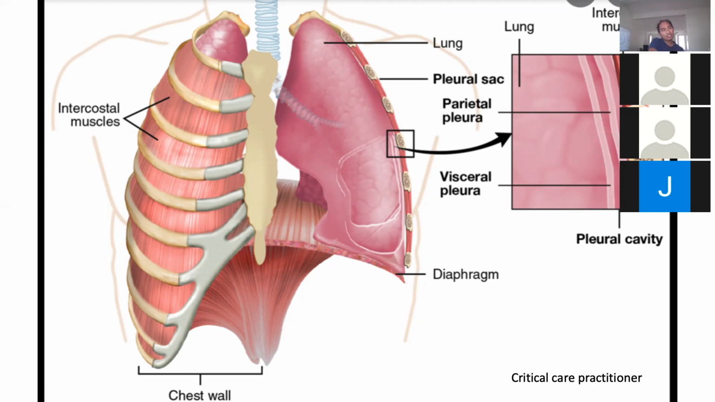It is a potential space. And the lung sitting on the diaphragm, and this is the lung substance itself. This is the visceral pleura, and this is the parietal pleura, and this is the intercostal muscles and the rib. That is the relationship.